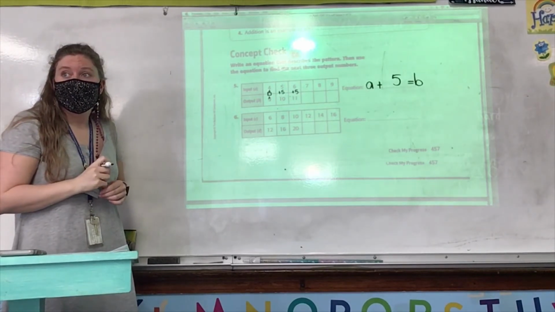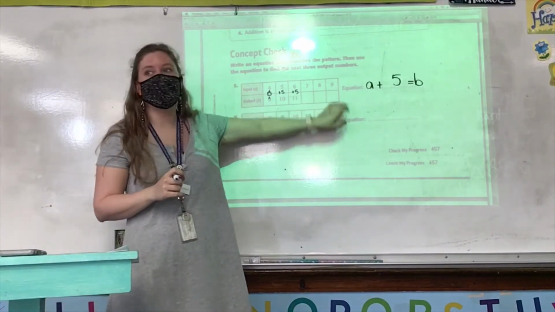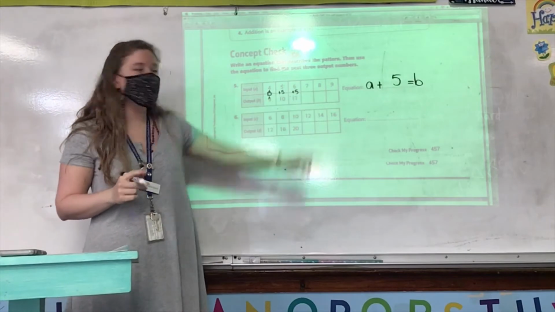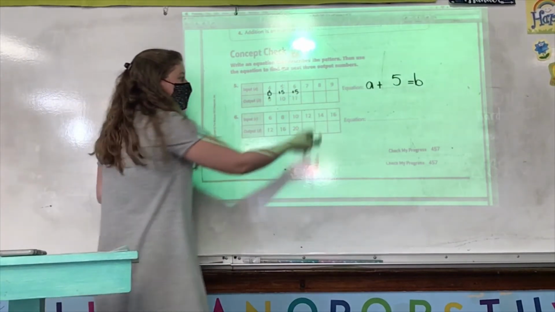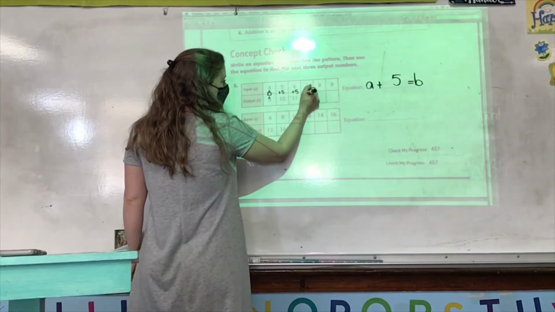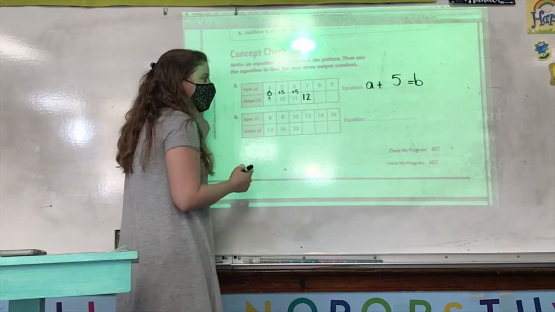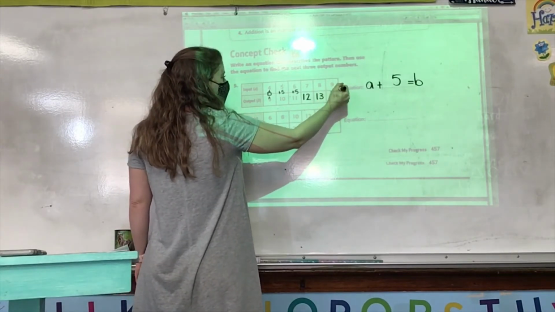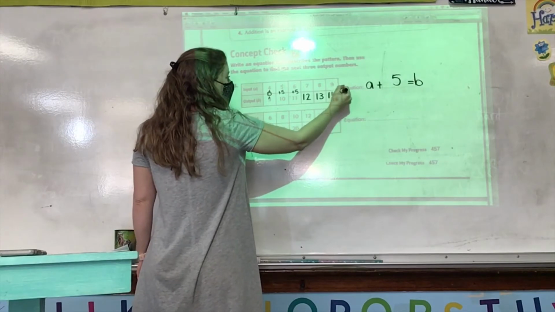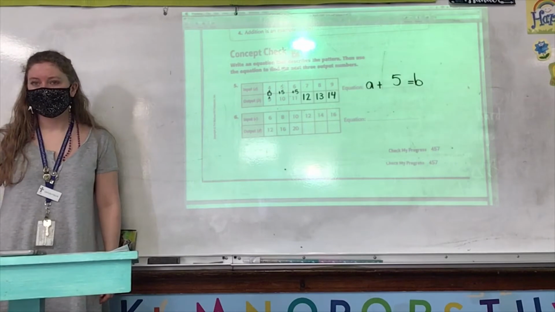Now you have to find the next 3 outputs. I have to fill in the input-output table, okay? Am I just going to change my rule all of a sudden just because I feel like it? No. 7 plus 5 is 12. 8 plus 5 is 13. 9 plus 5 is 14. There you go. Any questions?